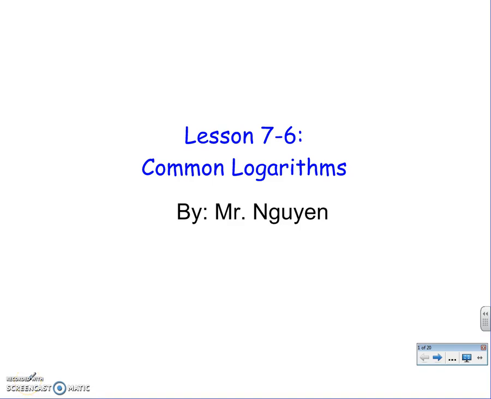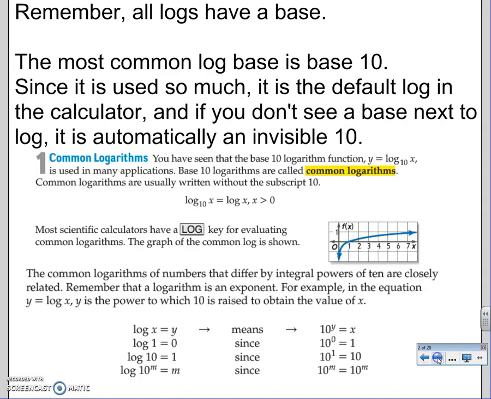Hello, this is Mr. Win, and today's video will be about common logarithms. So remember, all logs have a base. Now the most common base is base 10. Since it's used so much, it's the default log in the calculator. And if you don't see a base next to the word log, it's automatically an invisible 10.